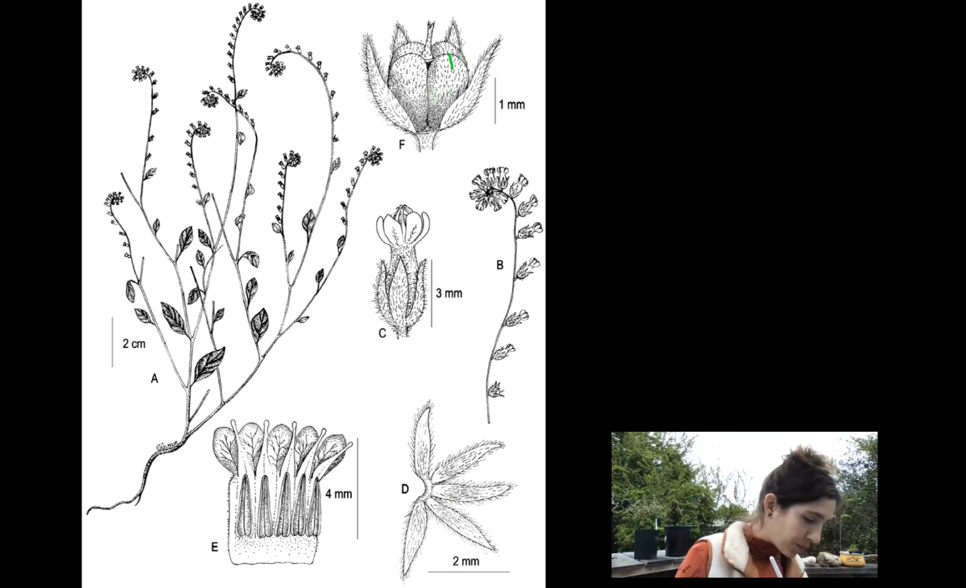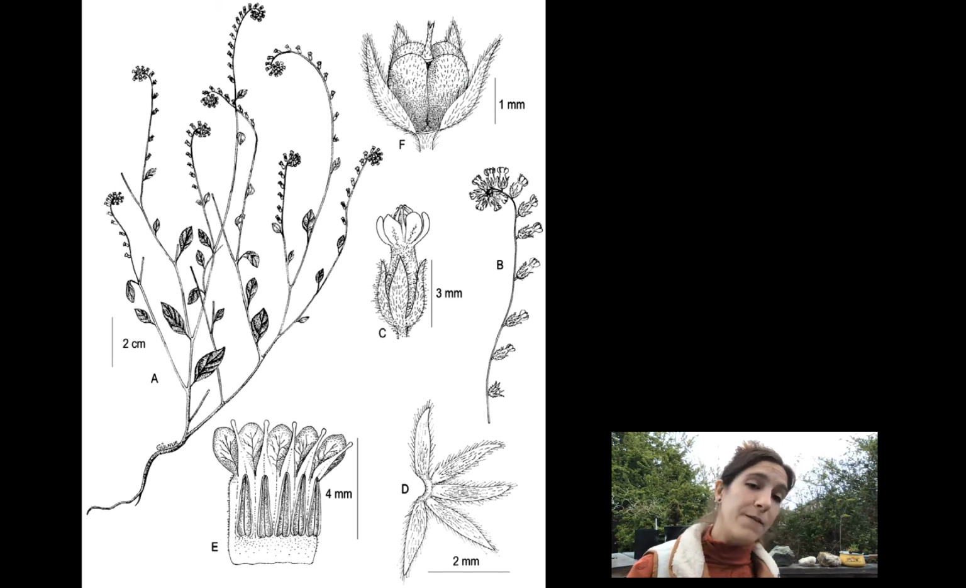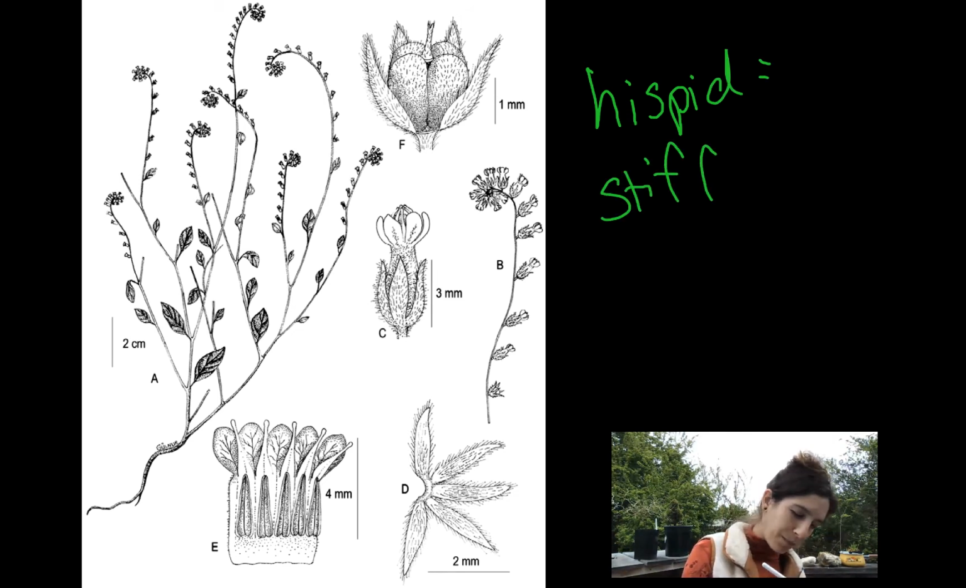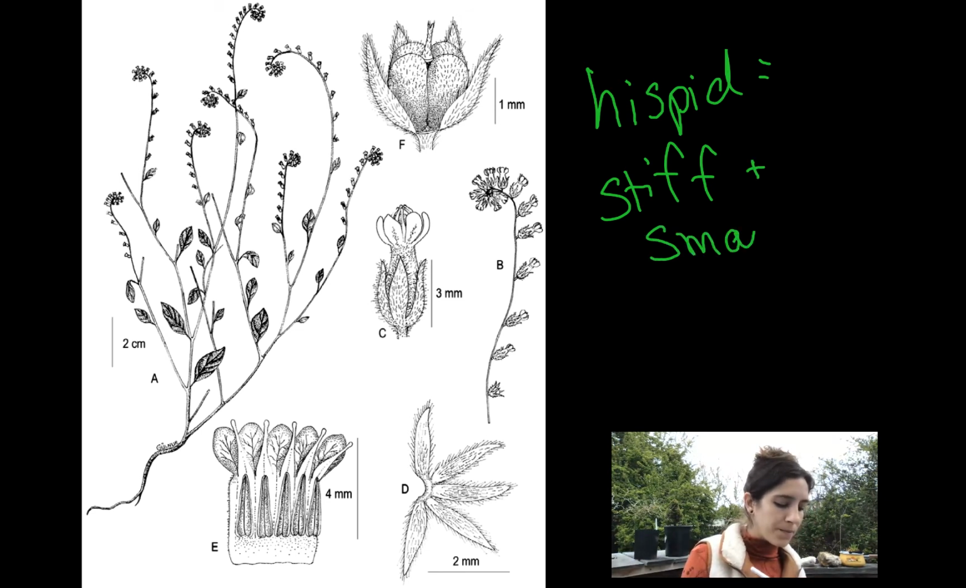Well, we have a very specific type of vestiture that's found in this family. Not all members of the family, but many members of the family have hispid hairs. Hispid hairs are ones that are kind of like this, where they're very stiff. You can tell that from the picture, I think. They're stiff, but they're also small.